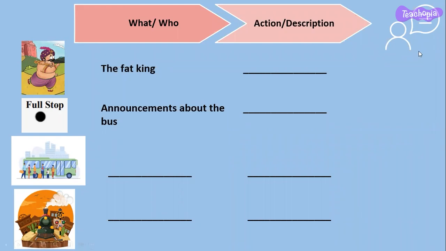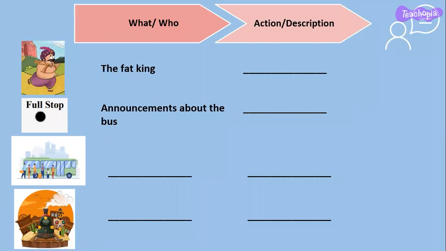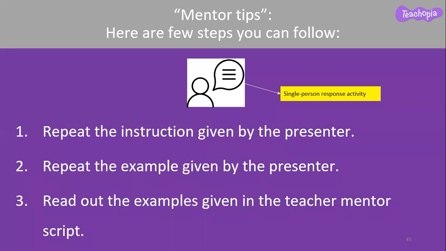Now please note to the top left corner of your screen, you see an icon here. It's one person with a bubble. When you see this particular icon, you should know it is a single person response activity. So let's look at some of the tips that you could follow as mentors to help the teachers in your teacher mentor group speak during this activity. As I said, the icon means this is a single person response activity.